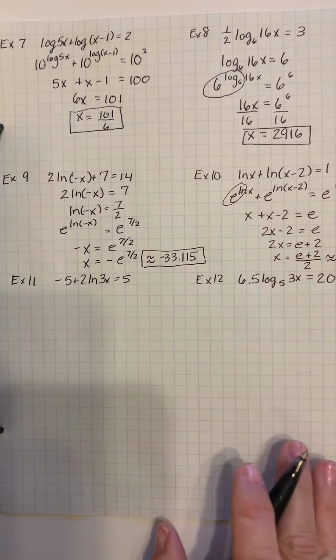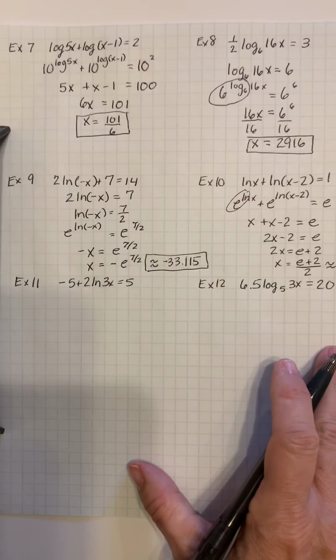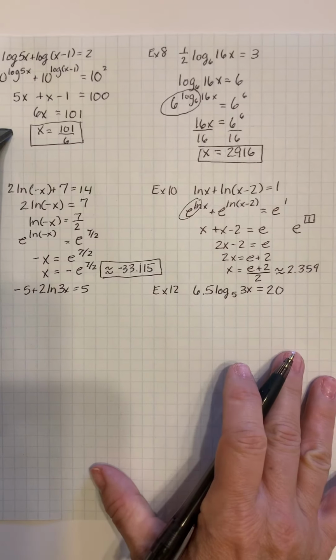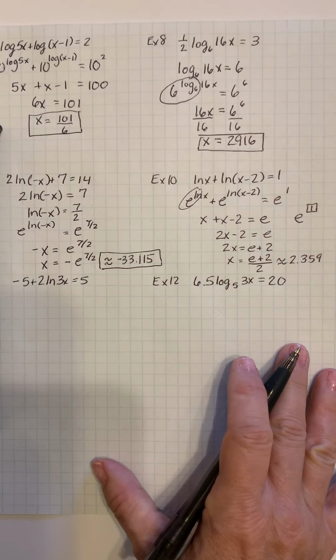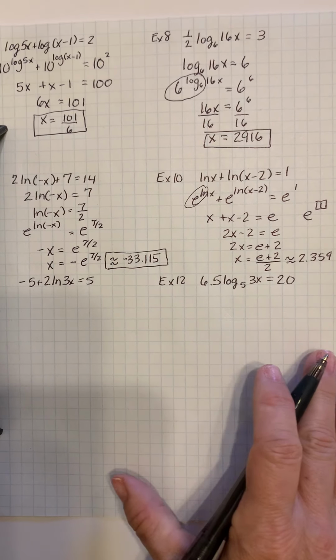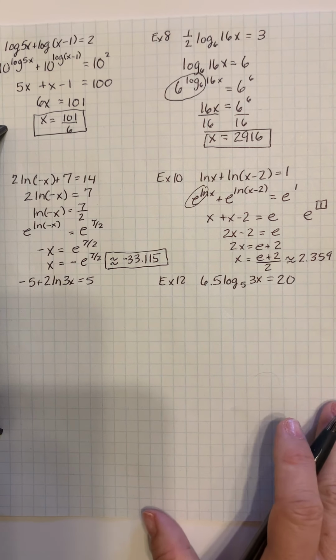Okay, oops. Oh yeah, I went off the grid there. Sorry guys. 2.359. Give you a few seconds to check that out.